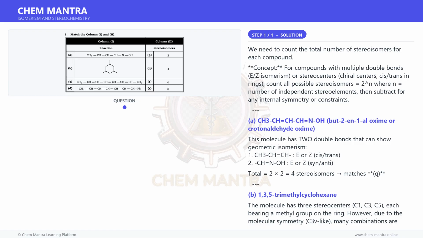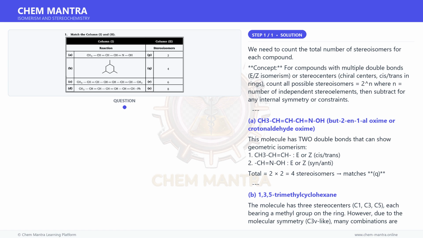D. CH3-CH=CH-CH=CH-CH=CH-Ph, 1-phenylhepta-1,3,5-triene or similar. This compound also has 3 C=C double bonds capable of E/Z isomerism. 1. First C=C, E or Z. 2. Second C=C, E or Z. 3. Third C=C, E or Z. Now the molecule is asymmetric. One end is CH3, the other end is Ph, so no two isomers coincide due to molecular symmetry. Total is 2^3 equals 8 stereoisomers, which matches S.